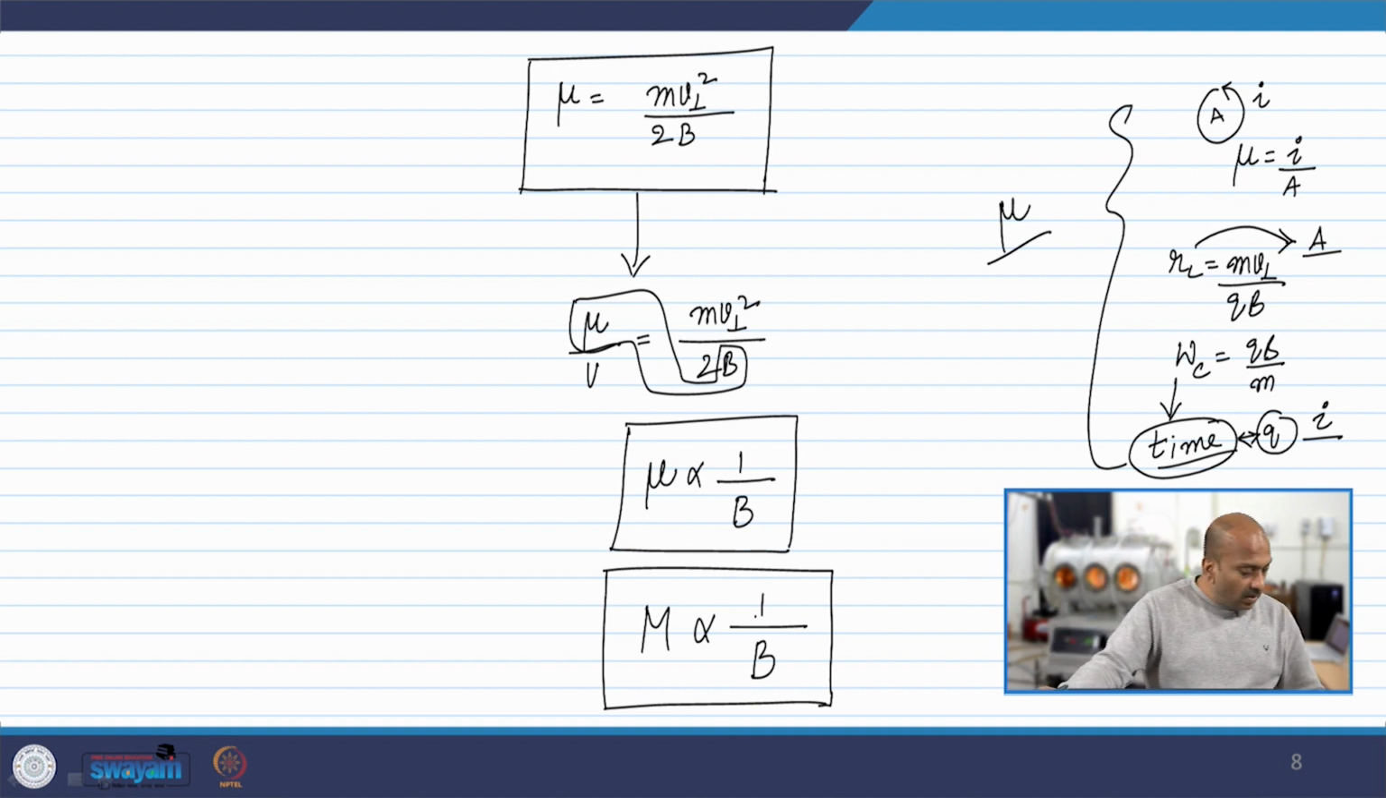So as a result, something very interesting comes out: the plasma should not be considered as a magnetic material at all.